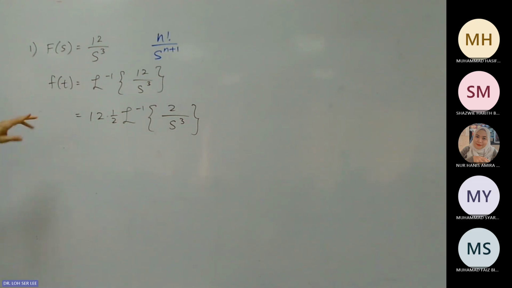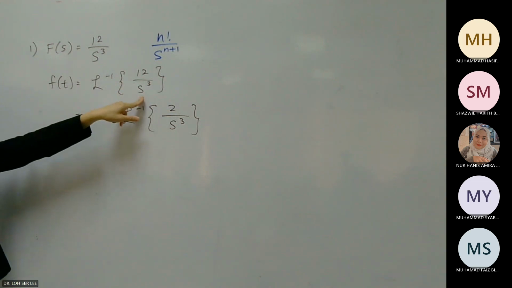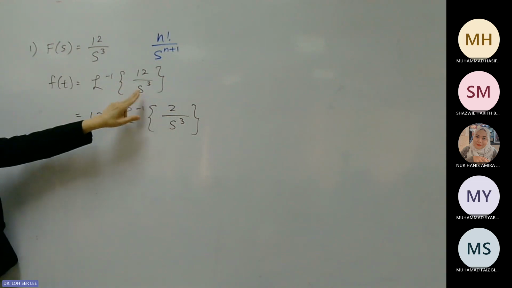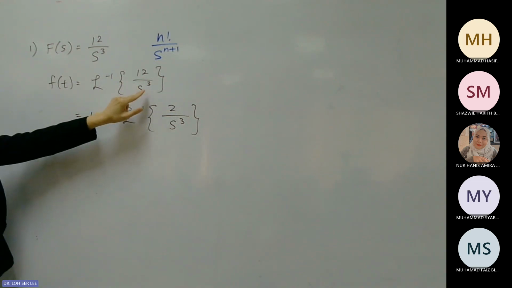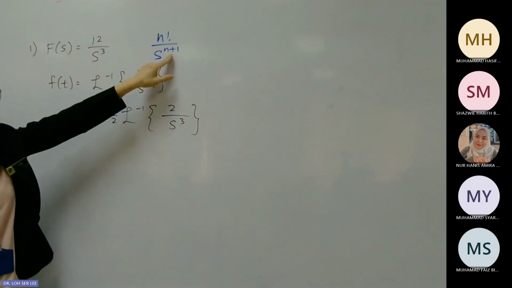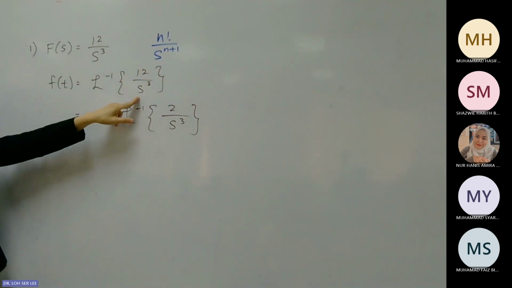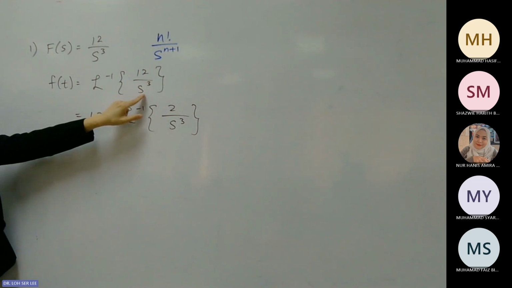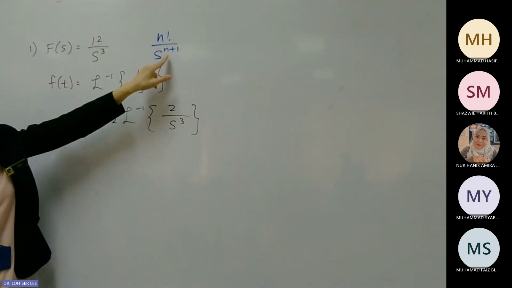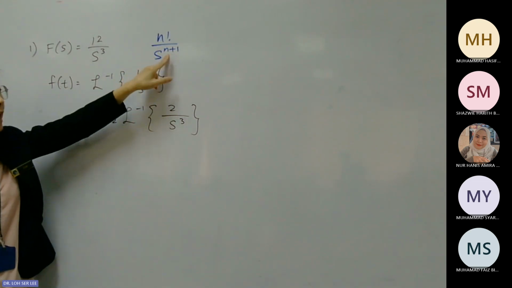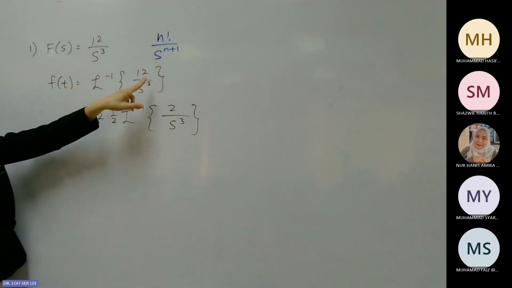Okay, and repeat. From the function given, you compare the given function to the formula and choose the suitable one. Then always start from the bottom function, s cubed, compared to this s^(n+1). So your n is 2.